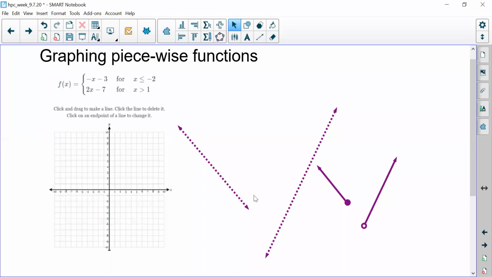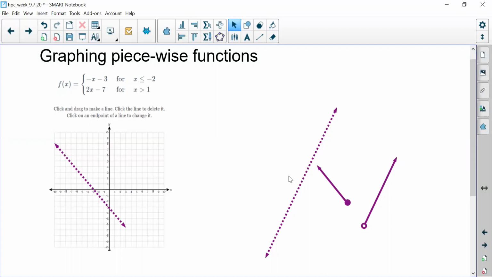To graph this, I like to graph the entire thing, but with ghost lines, just with faint lines. For instance, this first one, negative x minus 3. The y-intercept is negative 3, and the slope is negative 1. So it's going down 1 over 1. I would lightly sketch that line with my pencil. And I know that my final answer is only going to include the portion of that line when x is less than or equal to negative 2, beginning when x is negative 2 and then moving to the left.